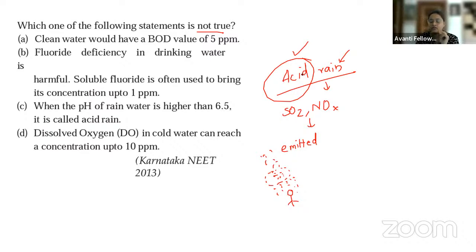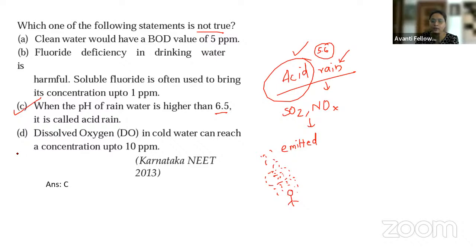And it is acid rain when the pH of that rain is 5.6. When the pH is 5.6, then and only then is it called acid rain. What is given here? Higher than 6.5. Higher than 6.5 means it is closer to 7, which means it is not acidic in nature. It is neutral. So it won't be acid rain. So that's why the statement that is not true is option C. Here our correct answer is option C.